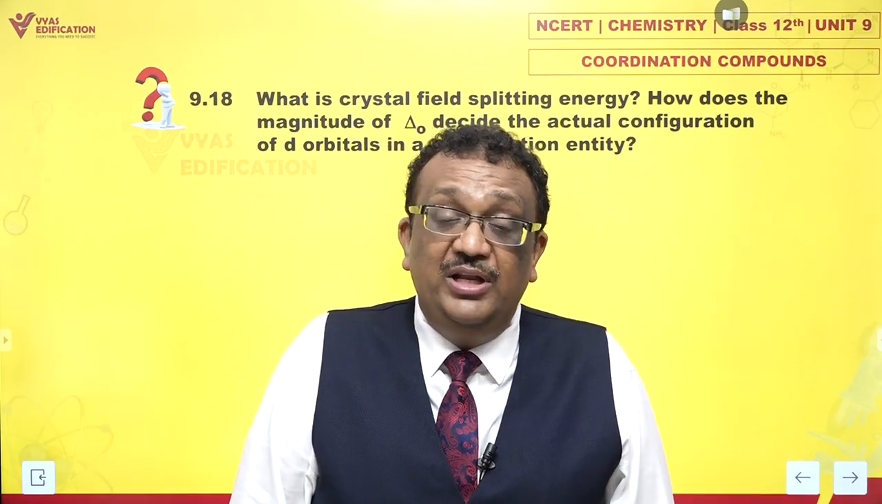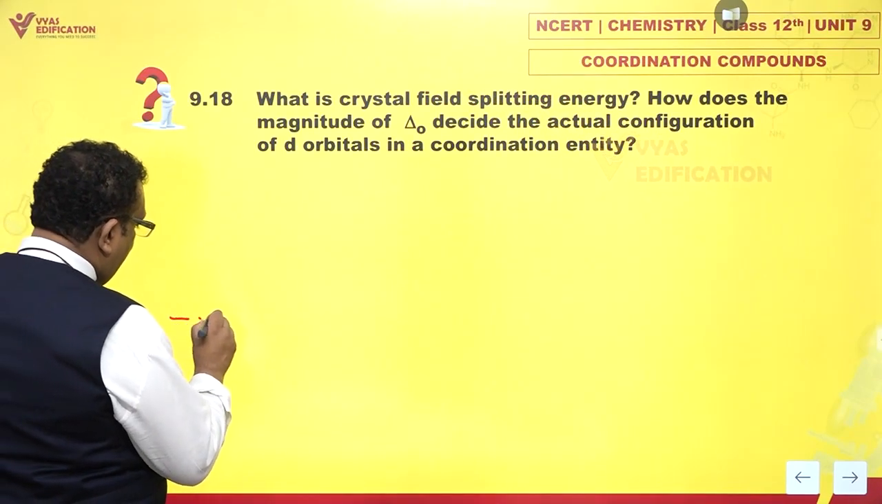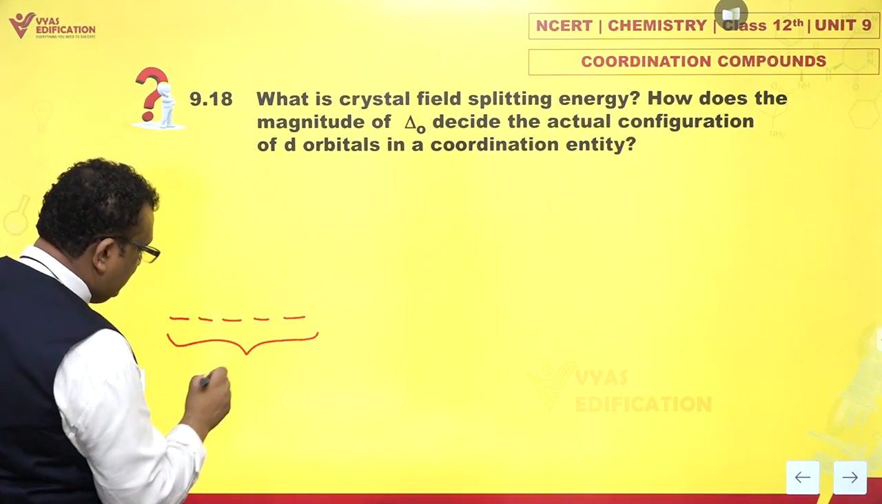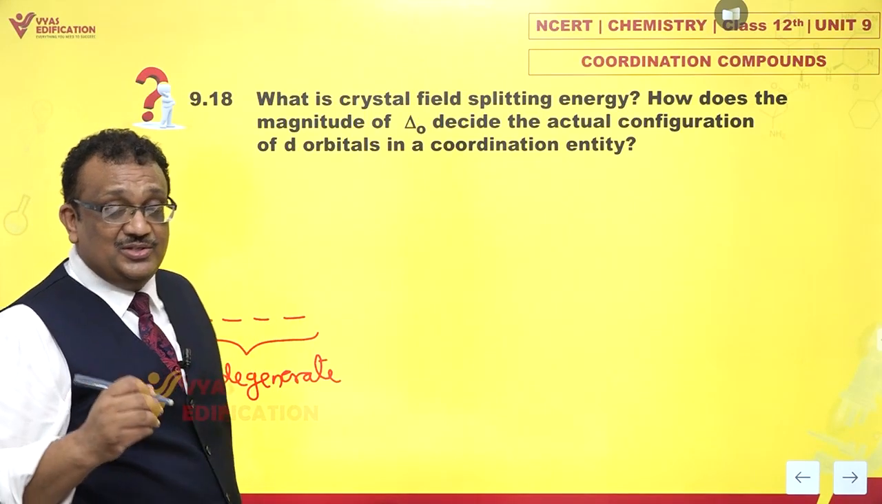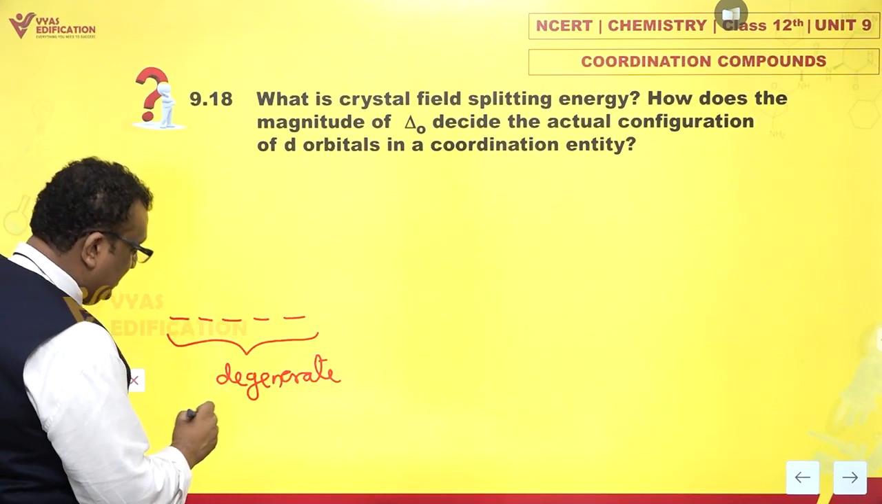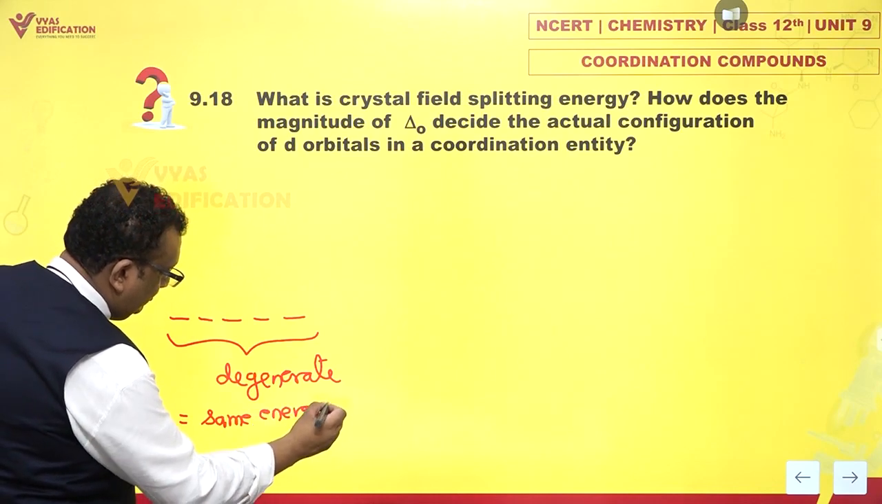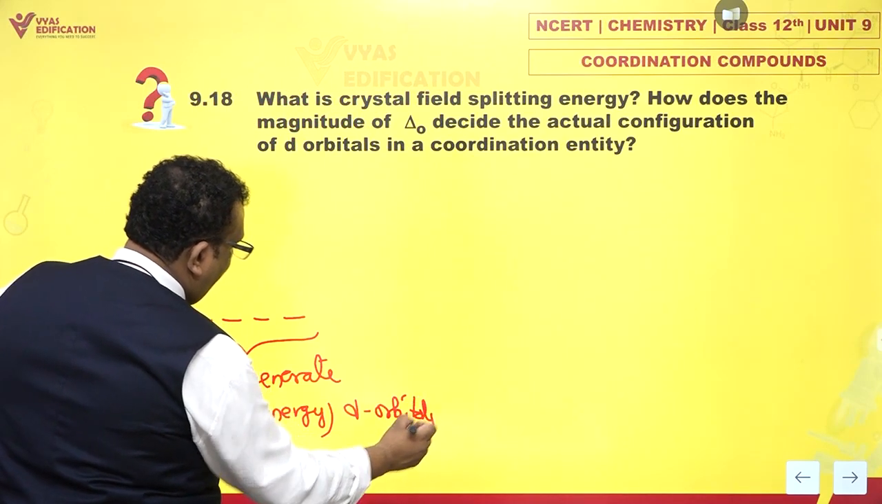All the 5 d orbitals on any metal atom or ion are degenerate. What is the meaning of degenerate? That means all of them have the same energy. So before any bonding happens, if you have any isolated metal atom or ion, then all 5 d orbitals are degenerate. It has nothing to do with generators or electricity generators. All it means is they have the same energy.